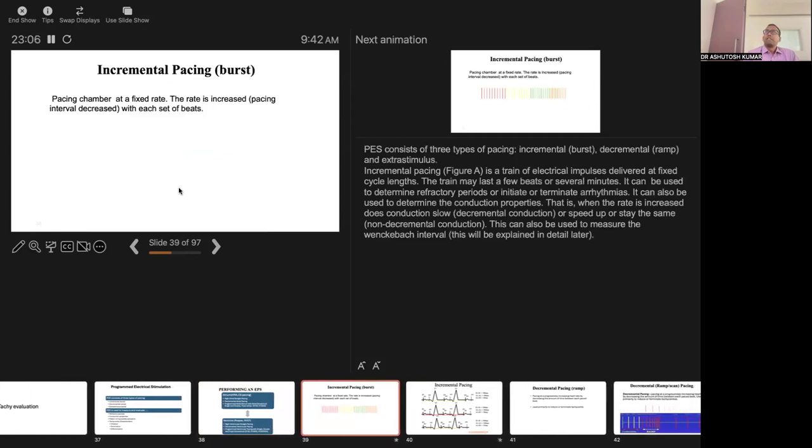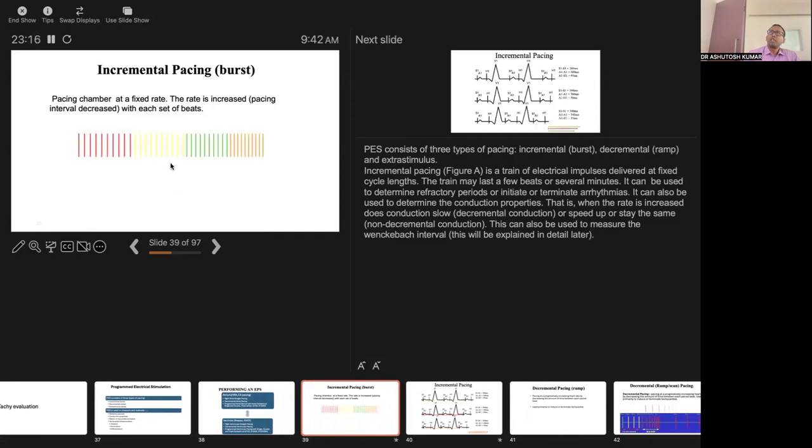Incremental pacing: the chamber is paced at a fixed rate, and the rate is increased. The pacing interval is decreased with each set of beats, and you see what happens. This cycle length is different. You have given 10 beats, then you have changed the cycle length again. There are 4 cycle lengths, and you are pacing at each different one. This is called burst pacing also, and incremental pacing also.